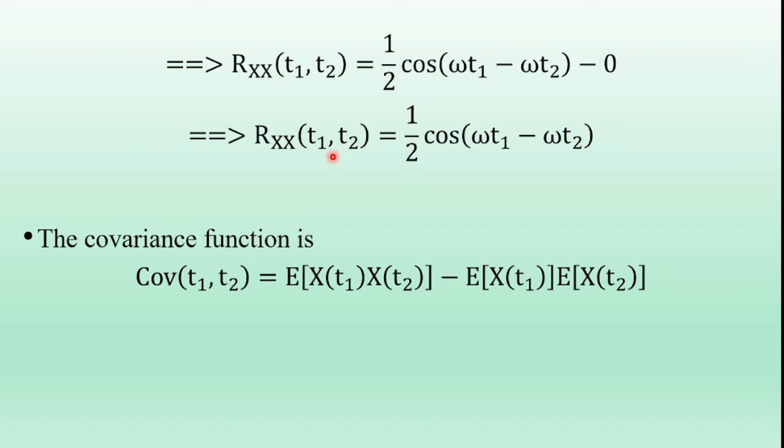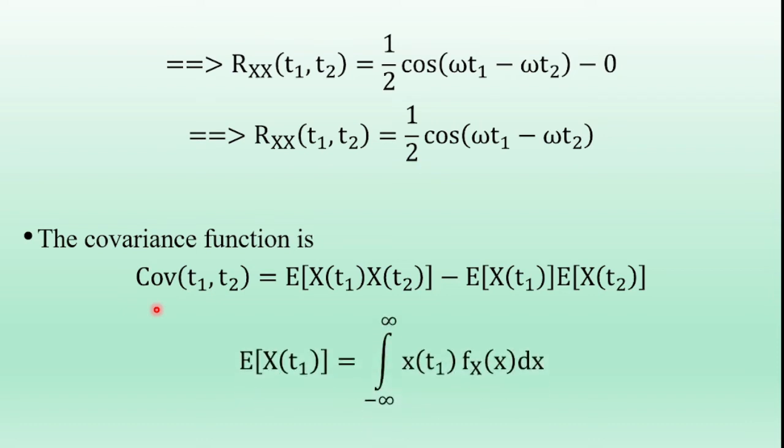So we know that covariance of t1 comma t2 is equal to expectation of x of t1 x of t2 minus expectation of x of t1 into expectation of x of t2. This first term is the autocorrelation function of the random process. This value is already calculated and it is 1 by 2 into cos of omega t1 minus omega t2. Separately calculate expectation of x of t1 and expectation of x of t2 and substitute those values into this equation. Finally we get covariance of t1 comma t2.